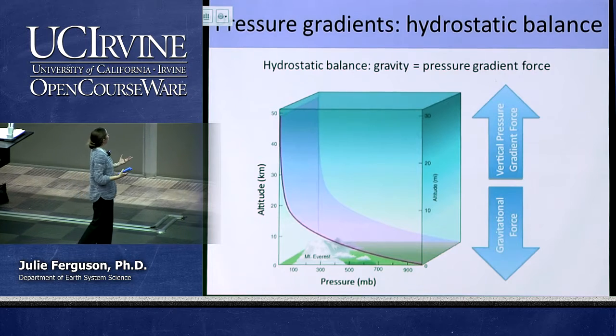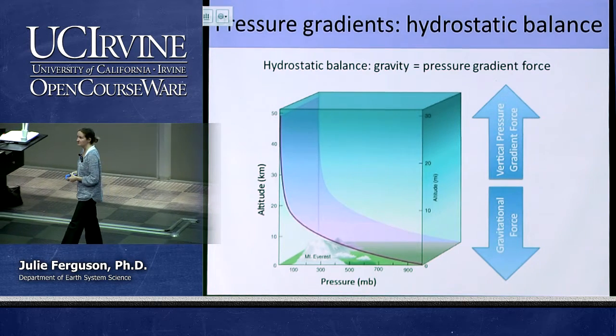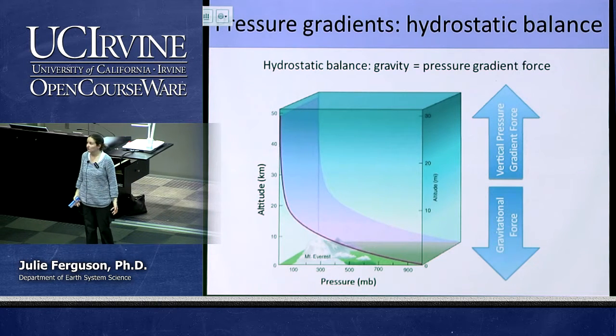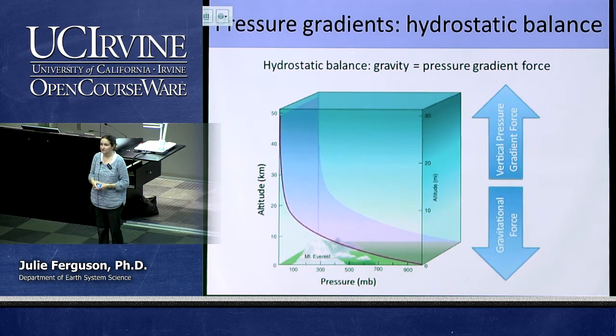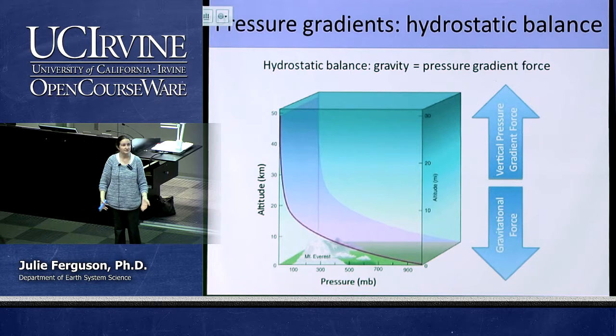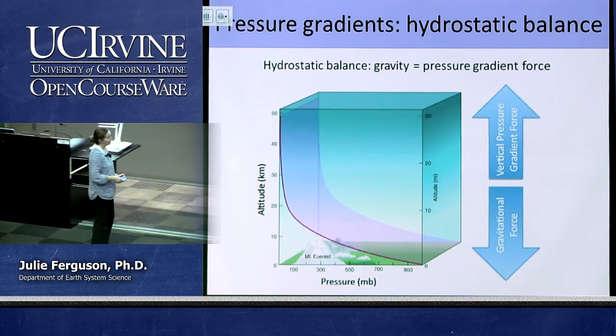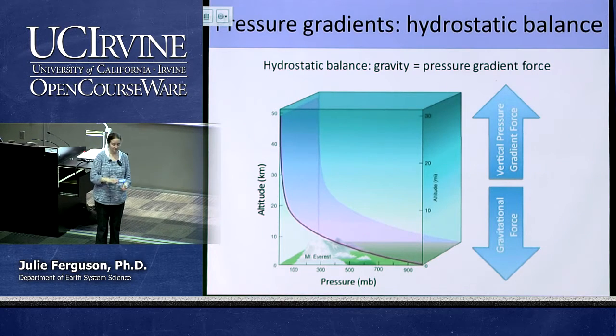And so we have what we call hydrostatic balance. And that's just that our gravitational force is equal to our vertical pressure gradient force. It doesn't stop winds moving sideways, but it does stop these sort of intense vertical winds. Okay? Does that make sense? Yeah? Good.